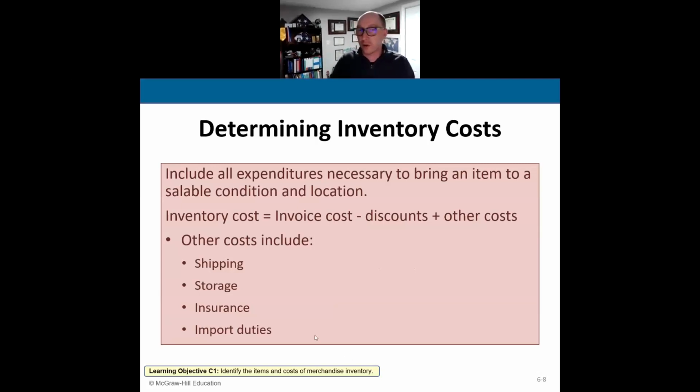So we call those other costs, yeah? So invoice cost of the good, minus any discounts you may have received, plus other costs equals the total cost of inventory. All right?